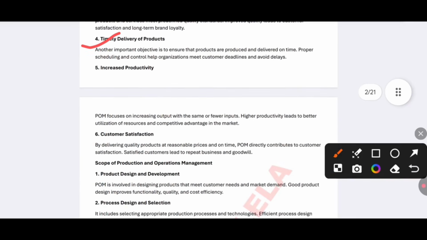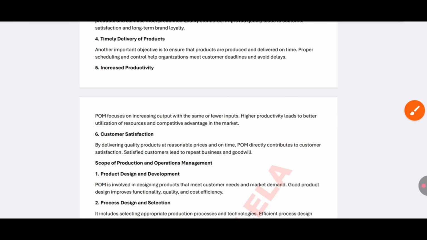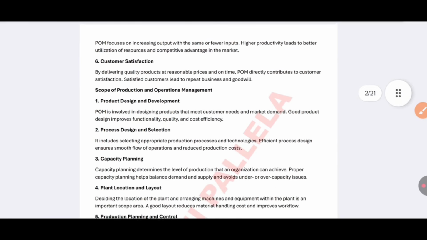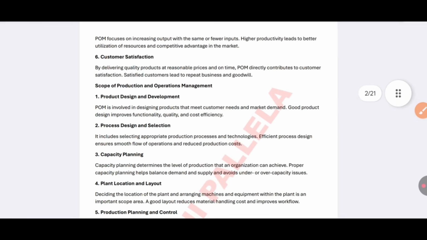Next one, timely delivery of goods. To meet customer satisfaction, delivering the goods on time plays an important key role. It will help the organization to meet deadlines also. Next one, increased productivity. With the help of operations management, we can increase our productivity and our outputs also. So better utilization of resources can be done with the help of operations management.